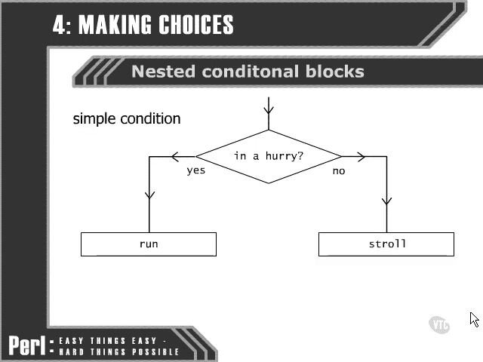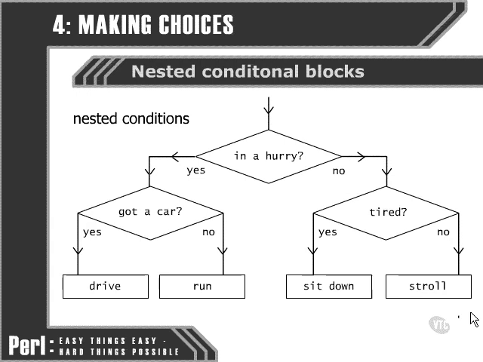Instead of simply choosing between whether we're in a hurry or not, and choosing whether to run or to stroll more slowly, once we've got past the first branch in our code, we're then presented with another branch on either side. So if we are in a hurry, then we move over to this branch, and then the condition of whether or not we have a car is evaluated either true or false. If we do, then we drive. If we don't, then we have to run.